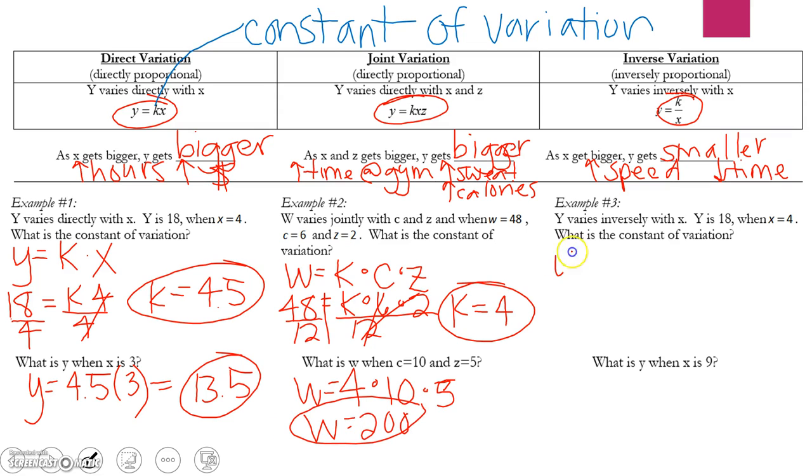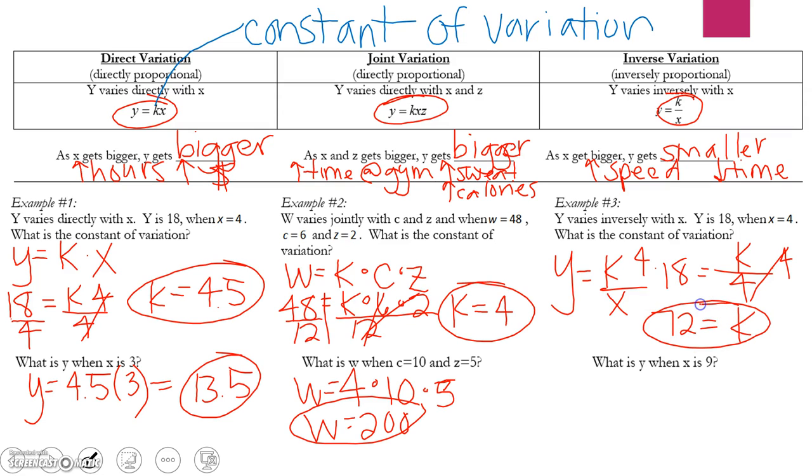The next one says y varies, so y equals k, and this time it says inversely, so I divide by x. So y is 18, x is 4. What's the constant? To get the constant, I multiply by 4 on both sides. So my constant is 72. Then it says, what is y? k is 72, x is 9, so my y would equal 8.